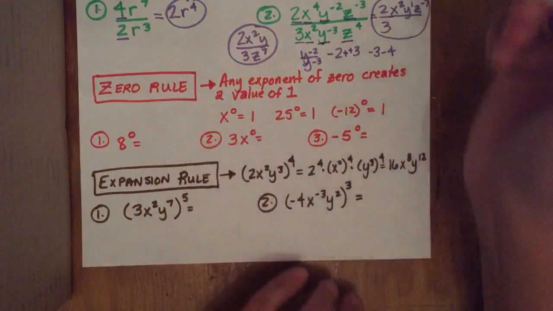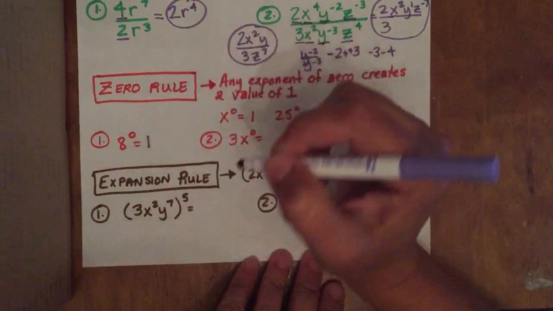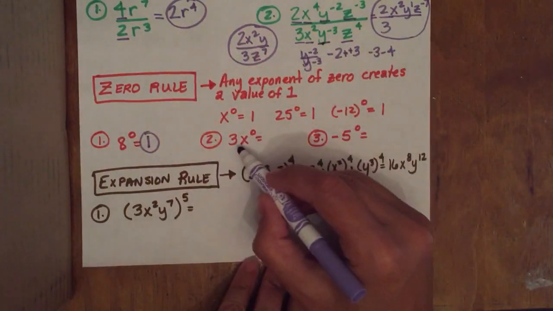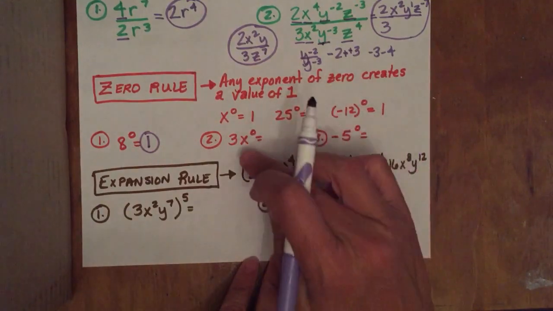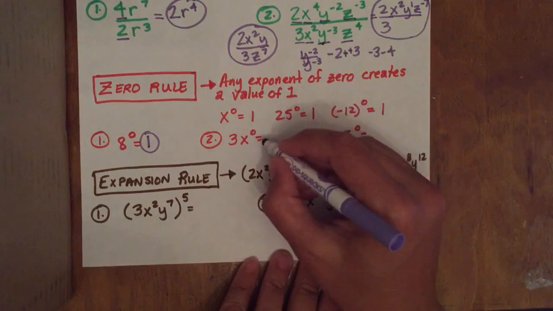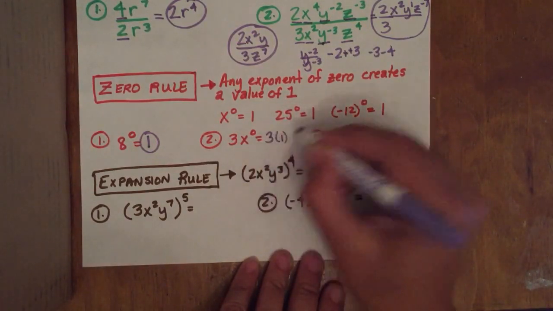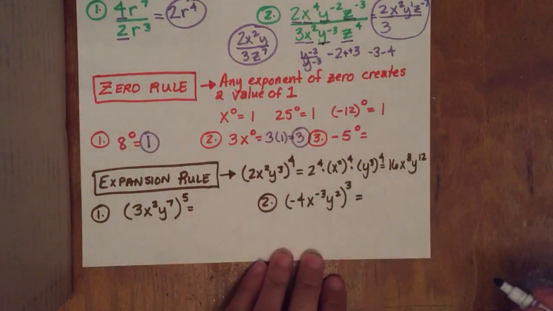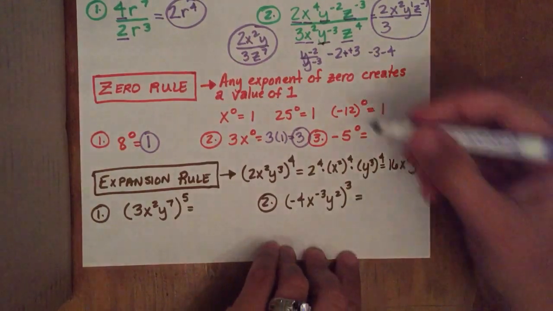So let's see if we can solve these. 8 to the 0, you guessed it, 1. 3 times x to the 0, well, be careful with this one. X to the 0 equals 1, but I still have a 3 out front, so I've got 3 times 1, which will give me 3. That's where you have to be careful, is when you have a coefficient or you have a value out front.